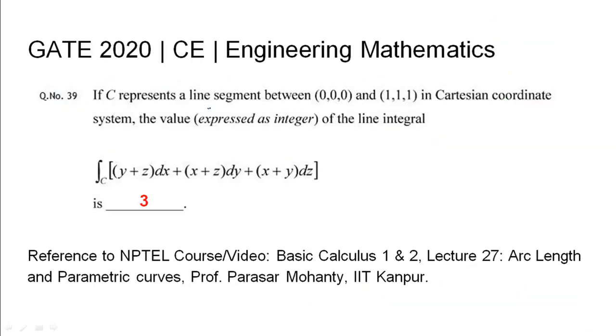So C was a line segment between origin and (1,1,1) in Cartesian coordinate system, and the value of the line integral was obtained as 3.